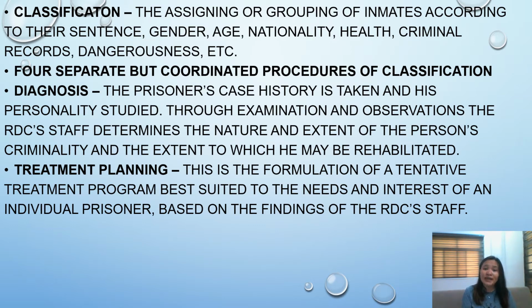Next, we have the treatment planning. This is the formulation of a tentative treatment program best suited to the needs and interests of an individual prisoner, based on the findings of the RDC staff. So, in this treatment planning, it is only a tentative treatment program. They envision what is best or suited for that individual prisoner, because that is what they saw, the findings of the RDC staff. So, that is what they will give. But it is only tentative. It is not permanent. Okay, only tentative.